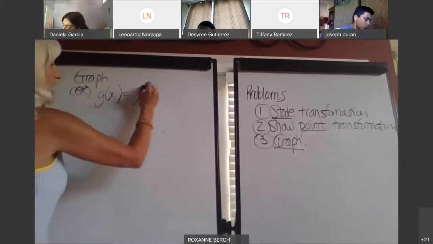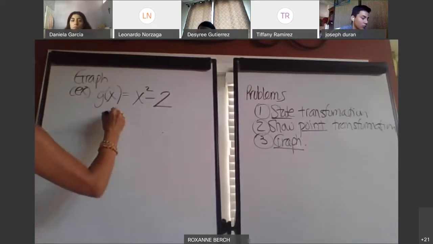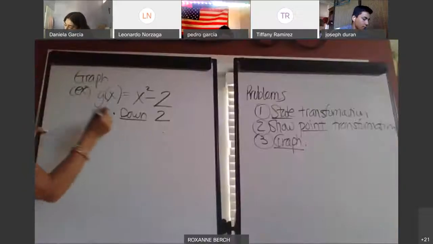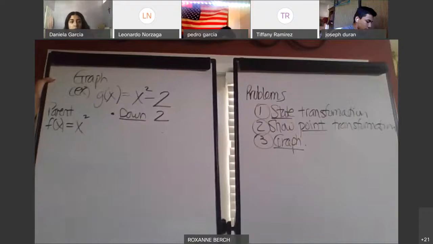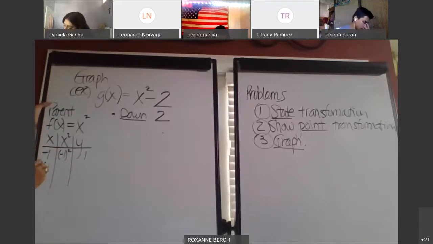All right, so this is a quadratic. State the transformation. Is that left, right, up, or down? Down 2. Right. So the parent is the quadratic, the most basic graph. And you can pick any points off the quadratic. I'm going to show you how to make a little table here, though, to get the ordered pairs. So if I put in a -1, quantity squared is 1. If I put in a 0, 0 squared is 0. And if I put in a 1, 1 squared is 1.